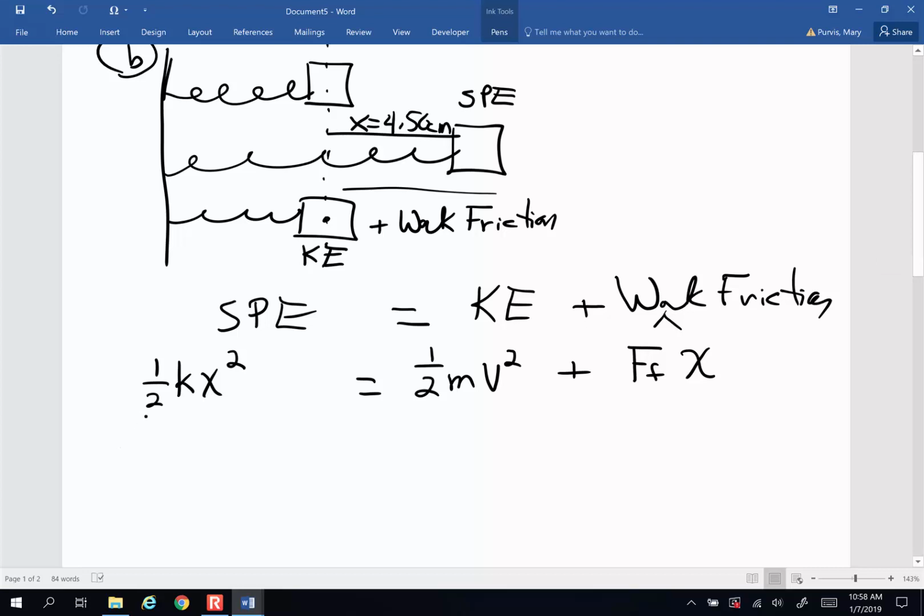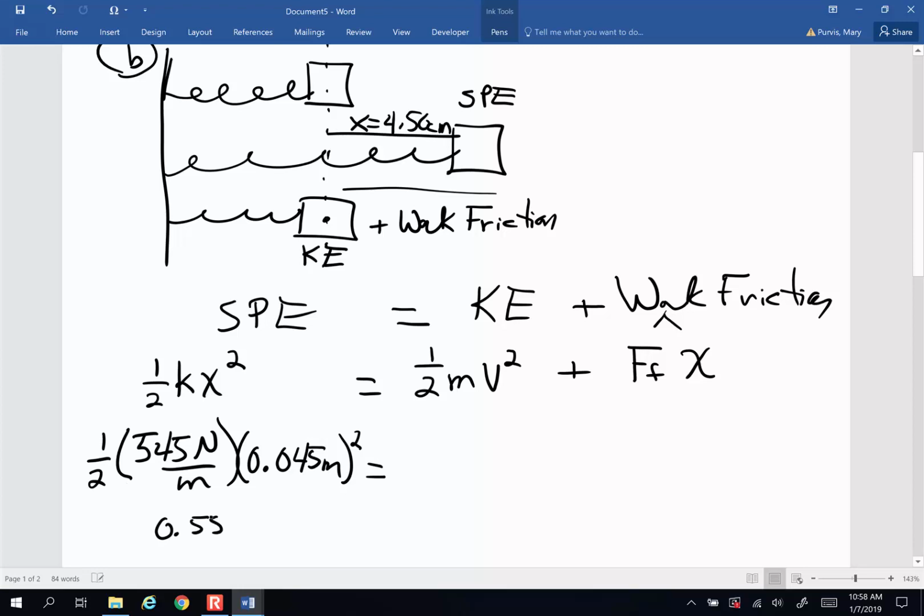So let's throw some numbers in. 1/2 K. K, my spring constant, is 545 newtons per meter. It's 4.5 centimeters. I can't mix up my meters and my centimeters, so 0.045 meters quantity squared. And if I do the math on all of that, I get 0.552 newton meters, which is work or energy units, equals my kinetic energy, 1/2 the mass of my block, 0.2 kilograms, times velocity squared, plus friction force.